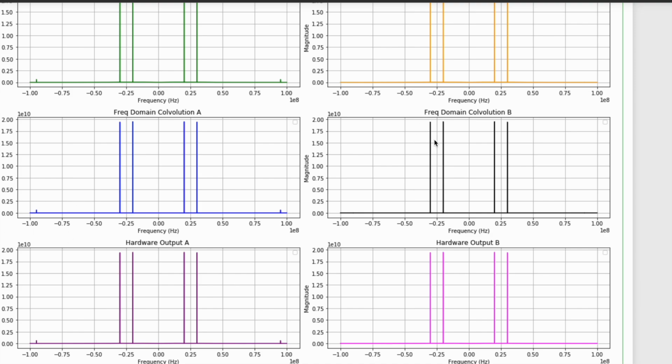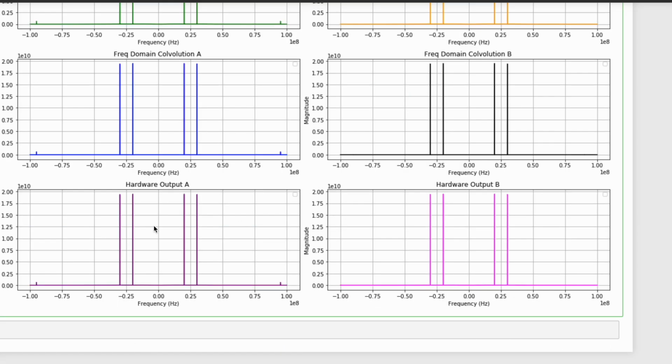Same case for signal B, 20 and 30 have been preserved while 90 has been attenuated. As you can see, there is a slight presence of the signal at 95. This is due to the fact that 95 is significantly close to our Nyquist rate, which is currently 100. Now we have a hardware output A that has preserved frequencies 20 and 30. Same in terms of hardware output B, where 20 and 30 have been preserved.